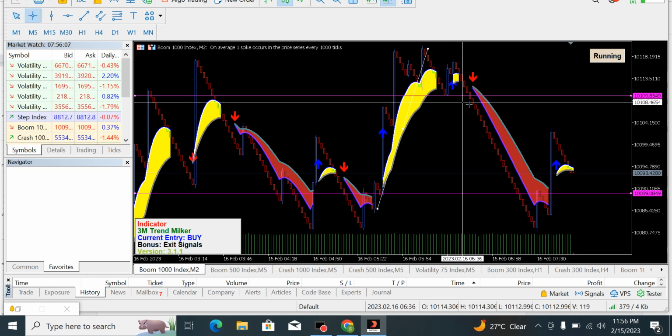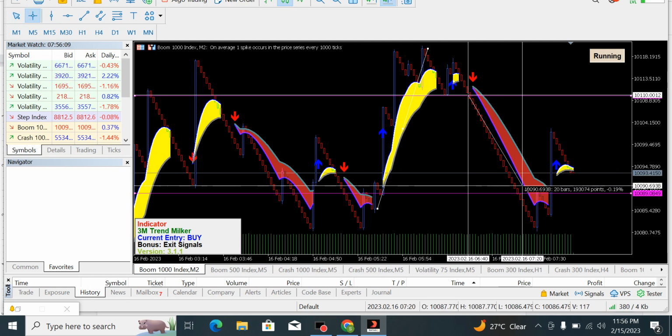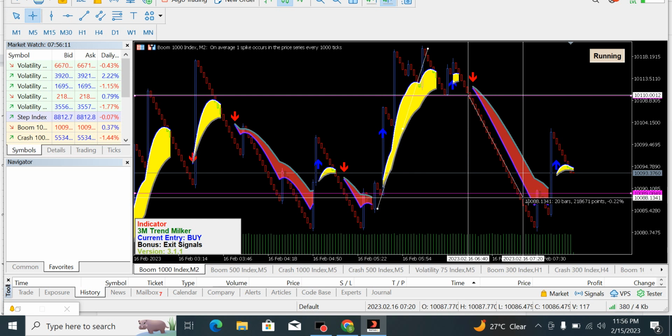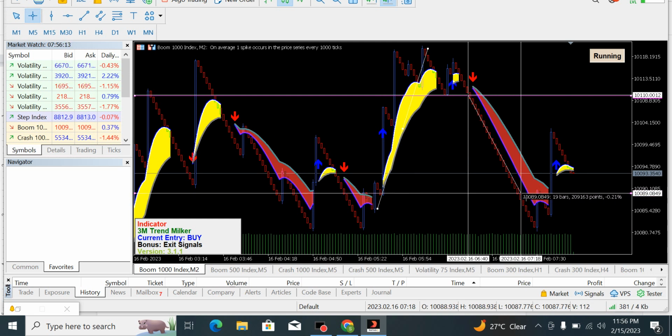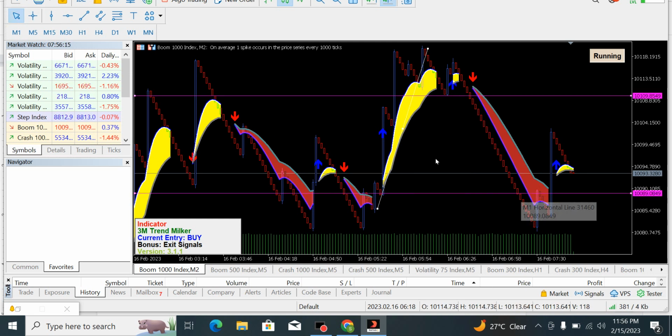So let's try to see the number of candles picked at this point. Okay, this is about how many candles? 20 candles. Okay, about 20 candles. So if it is about 20 candles, that means you would have been in the market for 40 minutes. Okay, 40 minutes is a lot of profit for you guys.